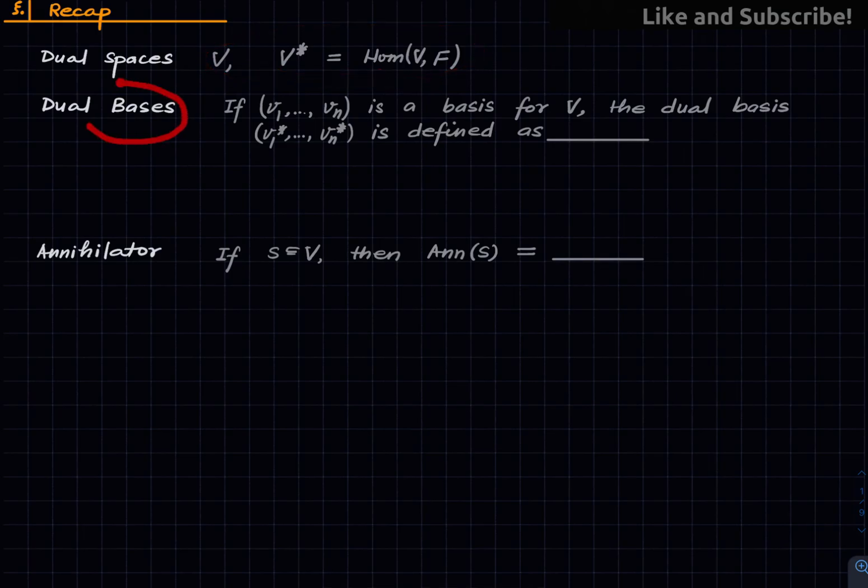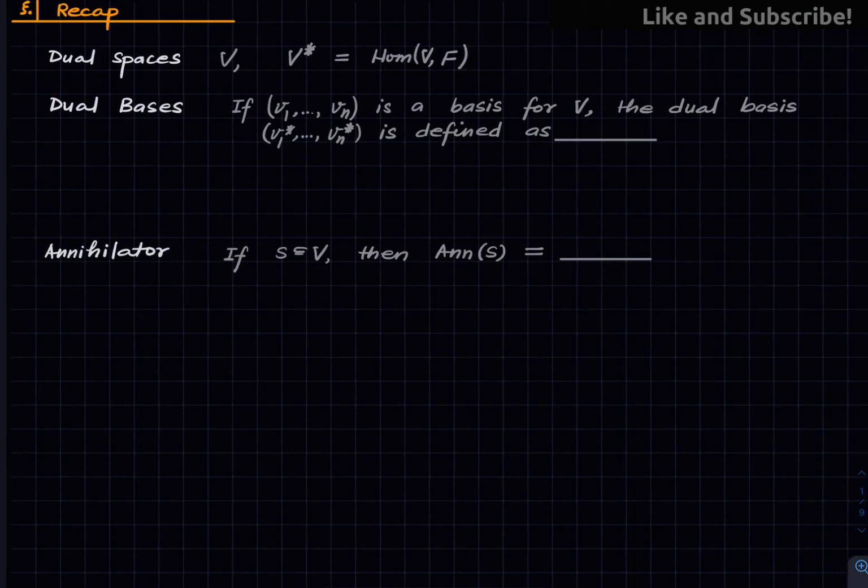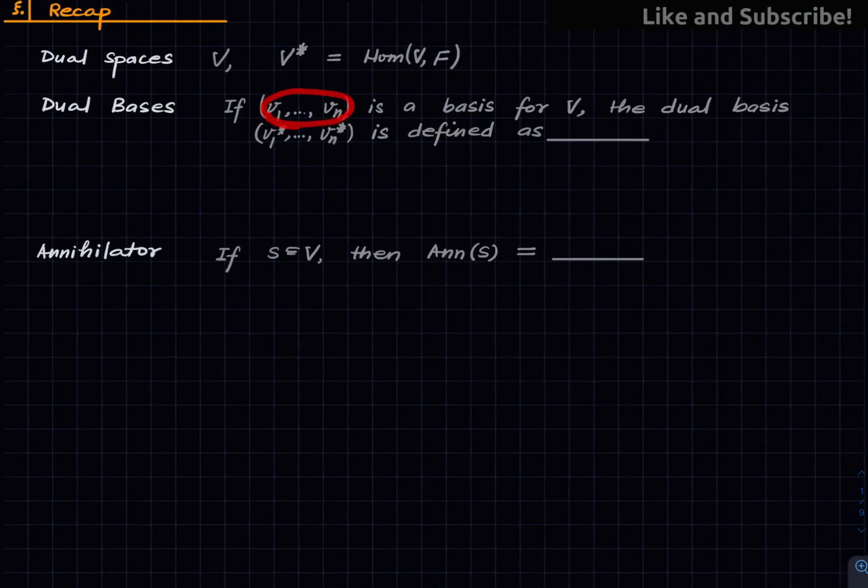Then there's this notion of dual bases. If we have picked a basis for a vector space V, then the dual basis is a basis of the dual of V and is defined as follows. So this is the notation, and the definition is Vi star of Vj is 1 if i equals j and 0 otherwise. Right, so that's the definition of the dual of a given basis.